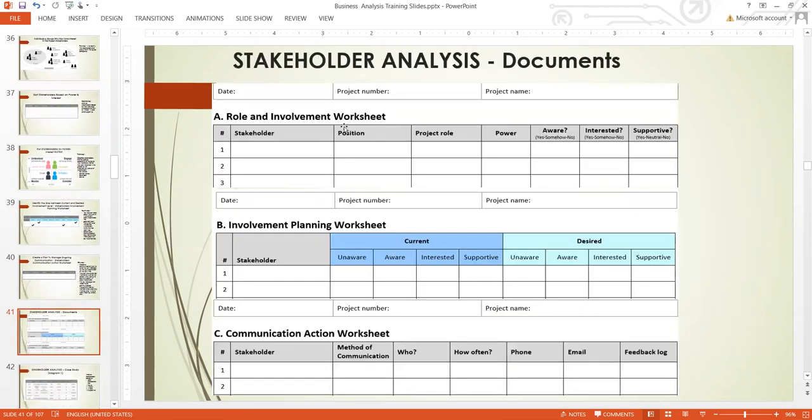So here are the documents we've been talking about, which we are going to be using. This is a screenshot of the document. We have it in an Excel template. This is the role and involvement worksheet, which we've already discussed. This is the involvement planning worksheet. This is the current and the desired level. And this is the stakeholder. And this is the communication action worksheet. This is the stakeholder, method of communication, who, how often, phone, email, and the feedback log. And here is stakeholder position, role, power, aware, interest, and supportive. So you have it with this.